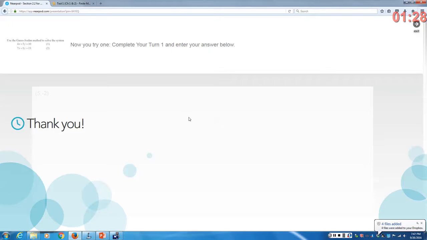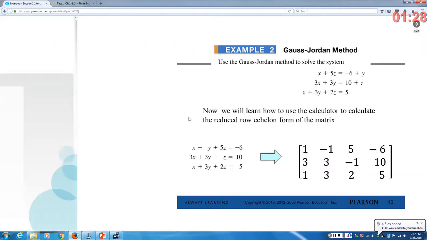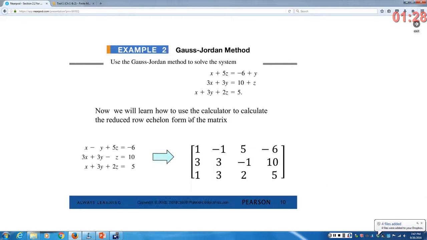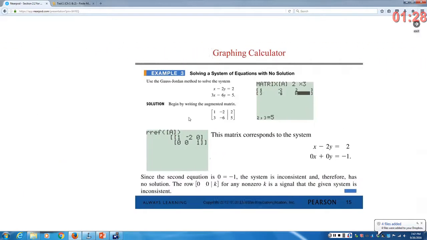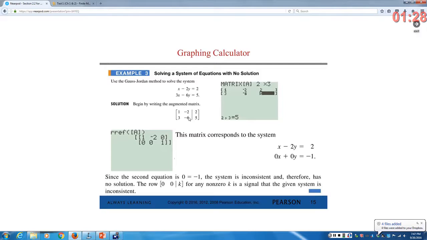Okay, back to your part. We've already done this part. Now, what's it going to look like if we have a system of linear equations that doesn't have a solution?